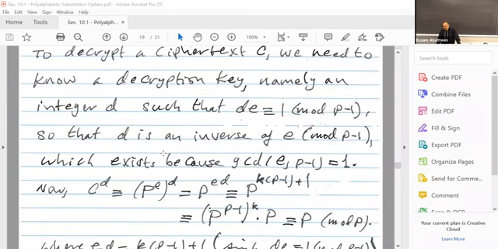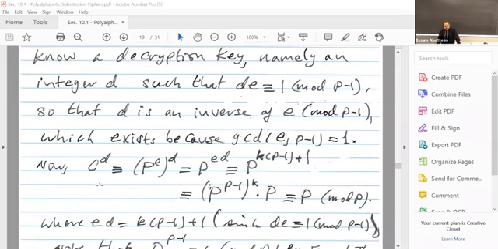Now, why are we going to get the original message when we take C and raise it to the D exponent? Because remember, C is congruent to P to the power of E. So when you raise this, this is C, and when you raise this to the D, we get P to the power ED. And now from the congruence, DE is congruent to 1 mod P minus 1.